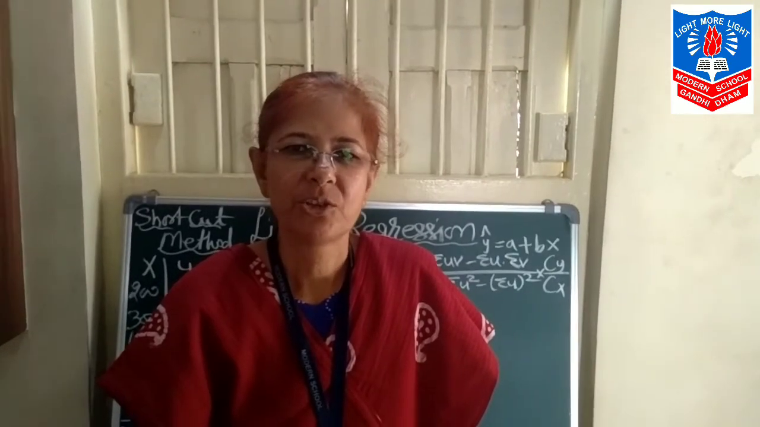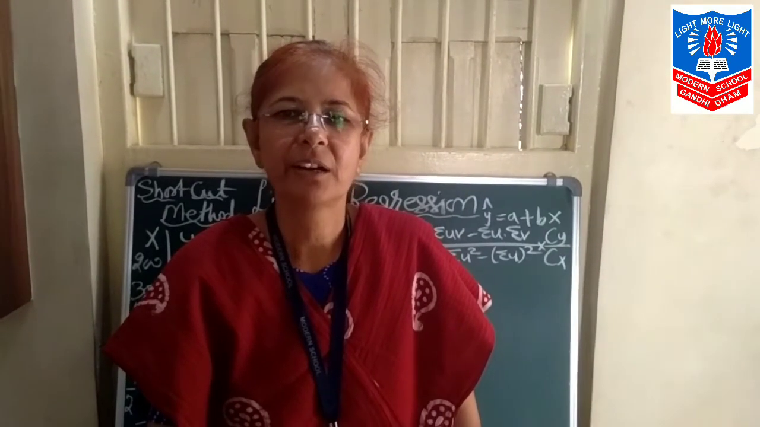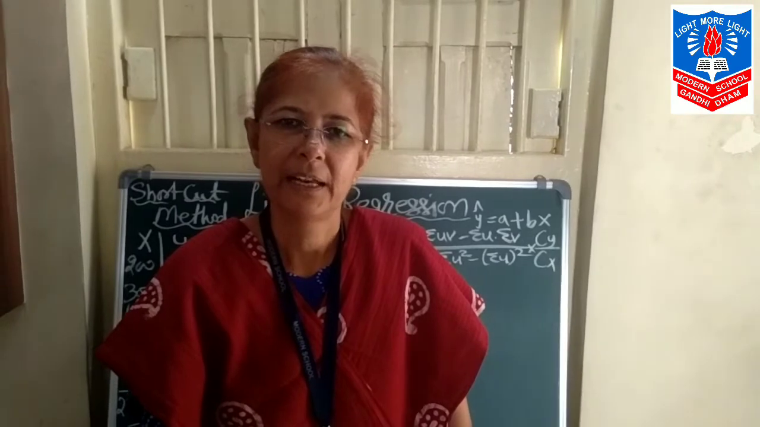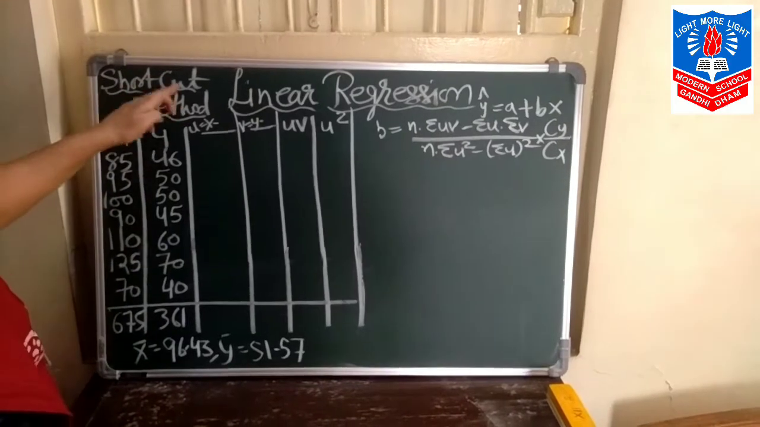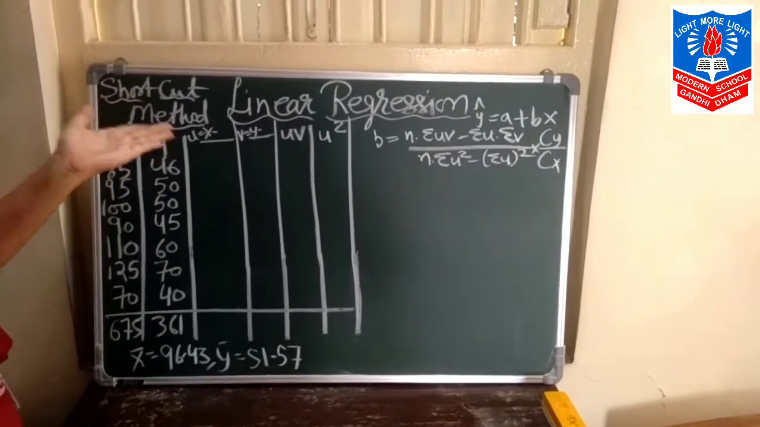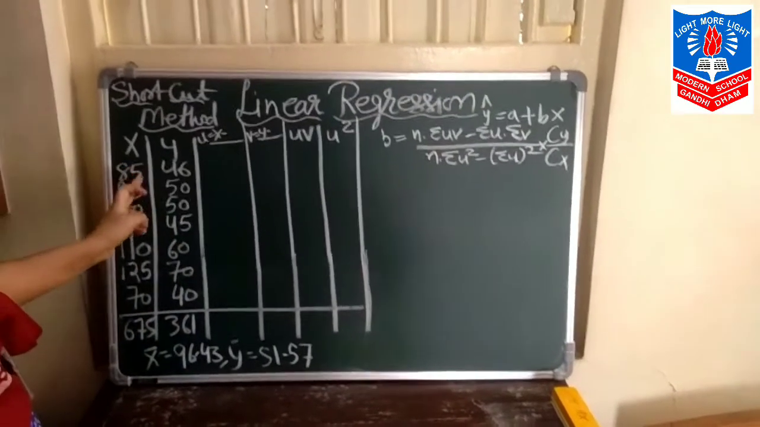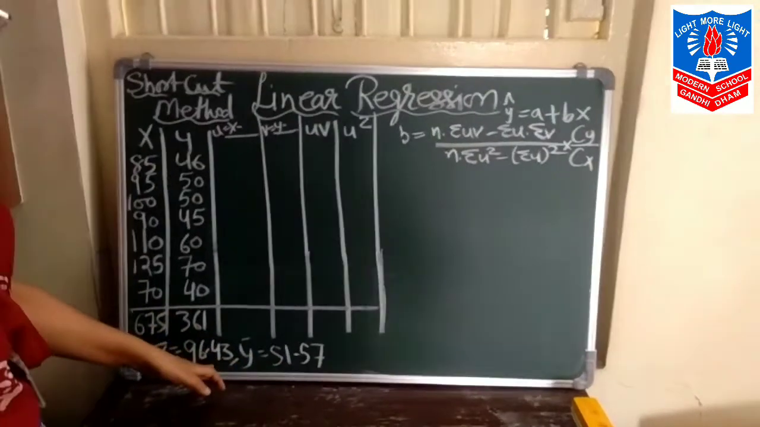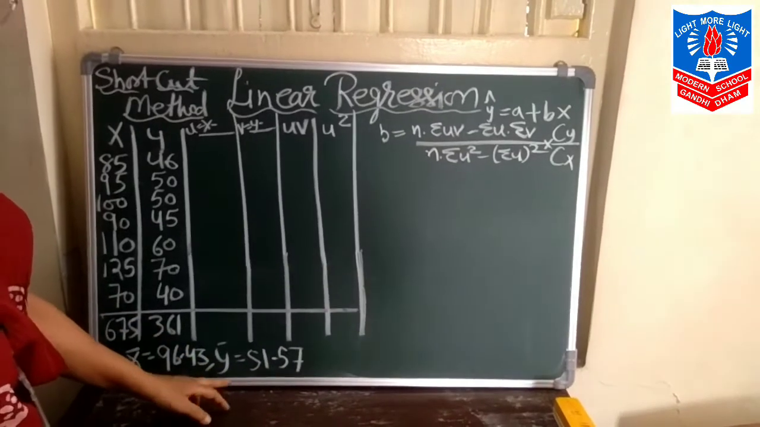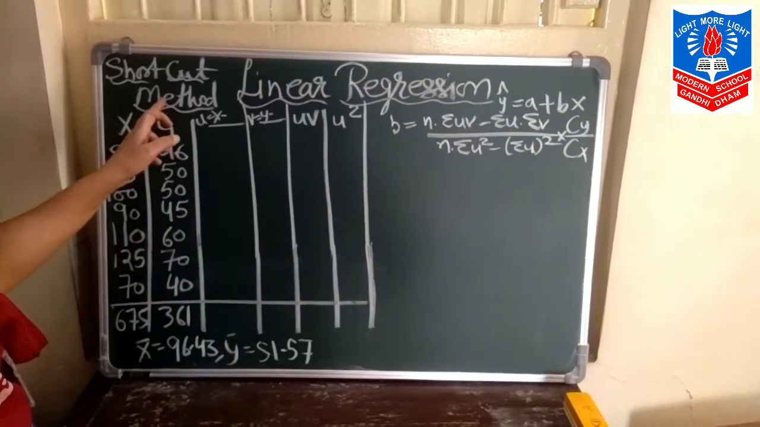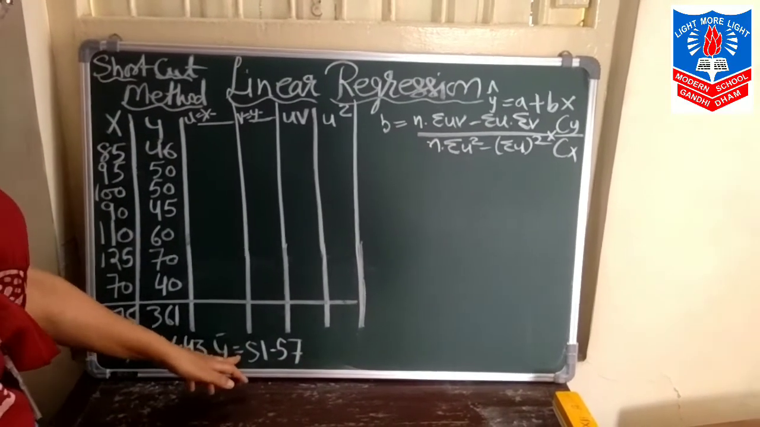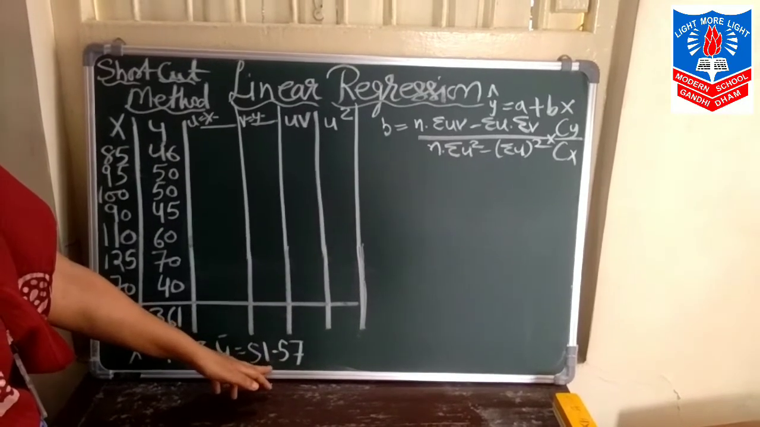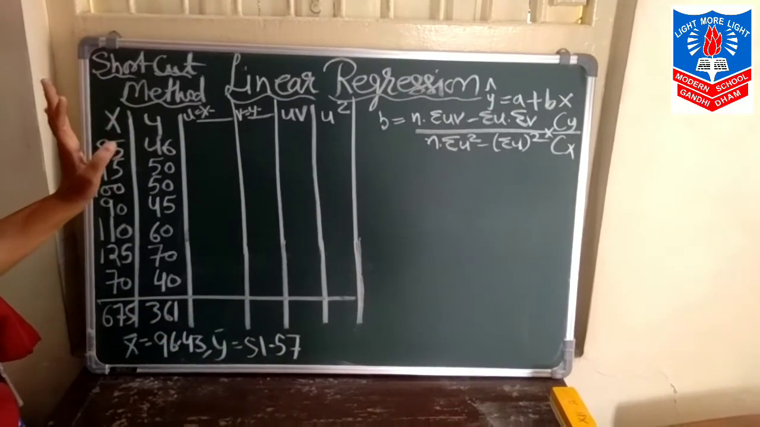Today, the sums which we will do are with the shortcut method: how to find the regression line y on x. Let us start. Now today's method is the shortcut method. Like Karl Pearson, as usual, first find x bar and y bar. If x bar or y bar or both are with decimal, then we use this shortcut method. Now here you can see x bar is 96.43, y bar is 51.57. So we use the shortcut method.